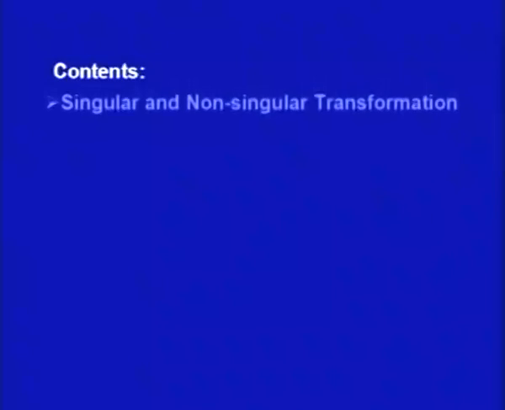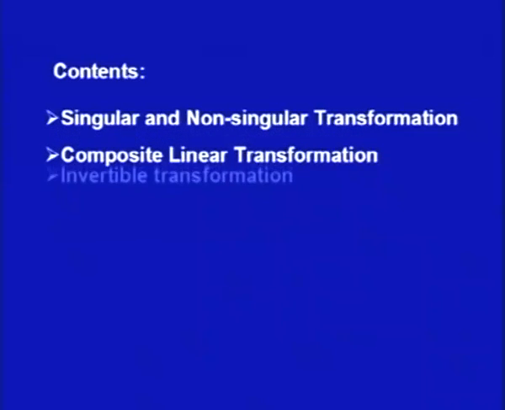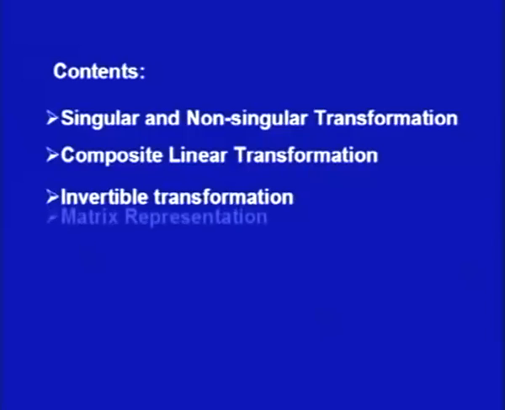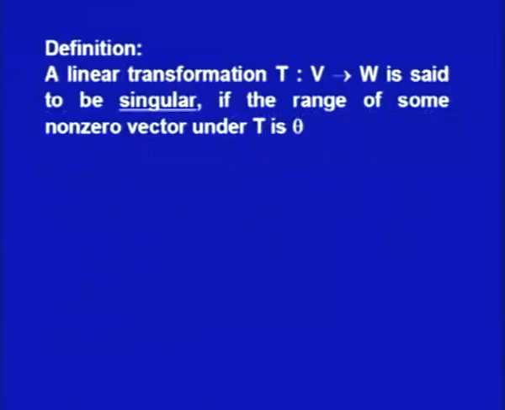This lecture includes singular and non-singular transformations, composite linear transformation, invertible transformation, matrix representation of transformation, some examples and some results. To start with, I will define what we mean by a singular linear transformation. For this, let us say T is a linear transformation from the vector space V into W, then this is singular if the image of some non-zero vector under this transformation is theta.